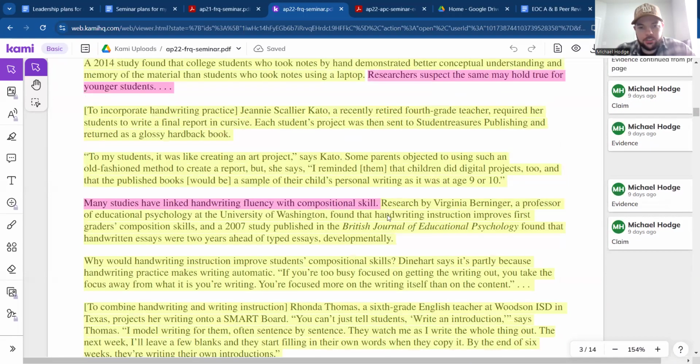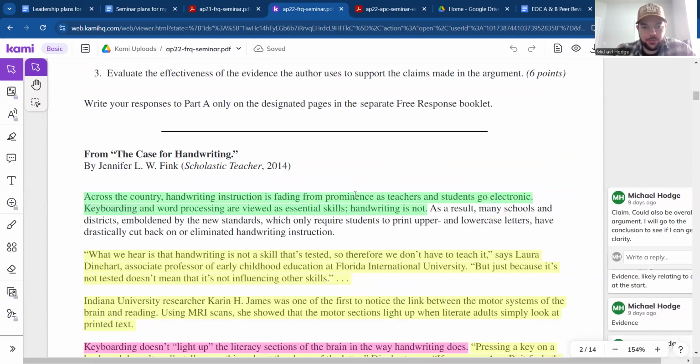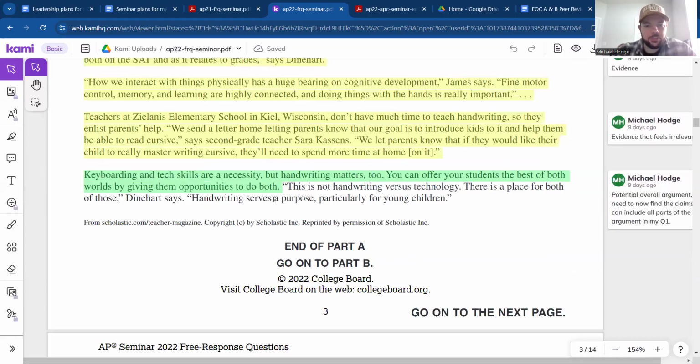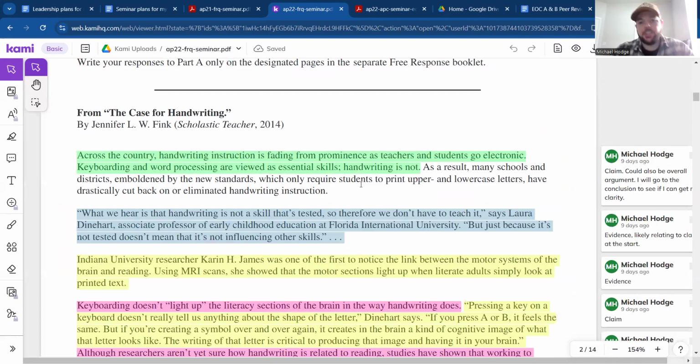And then I go down, excuse me, to the conclusion. I see if maybe they rephrase or reemphasize the same point. Keyboarding and tech skills are a necessity, but handwriting matters too. And it said something similar all the way up there, so I know I'm on the right track. You can offer your students the best of both worlds by giving them opportunities to do both, right? And then they kind of support that with evidence right there. But I know, bada bing, bada boom, I have my primary argument, and it's definitely something along the lines of handwriting is fading from instruction, right? But it definitely still has a place, and it's definitely important.